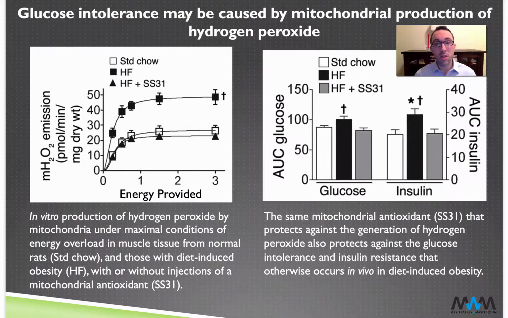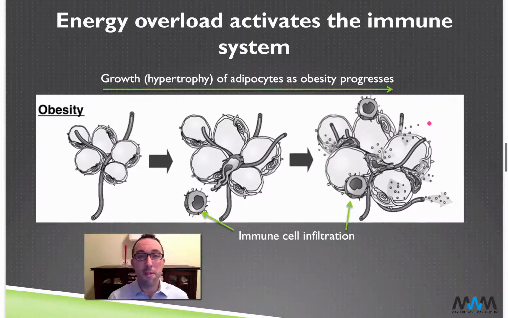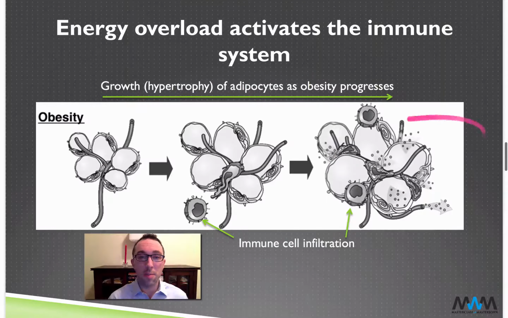So what this shows is that the negative metabolic effects of an obesogenic diet, at least in these animals, appear to be mediated by increased mitochondrial production of hydrogen peroxide.